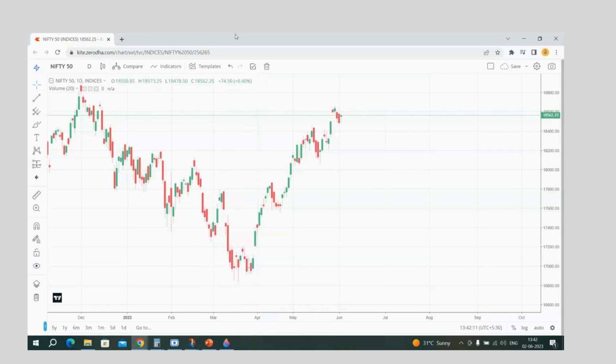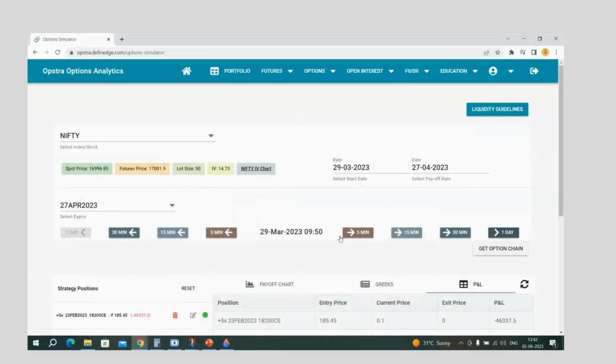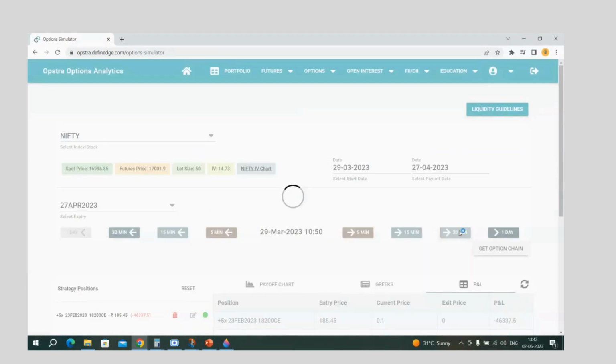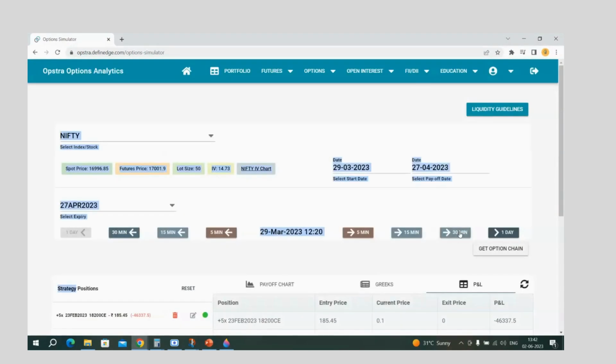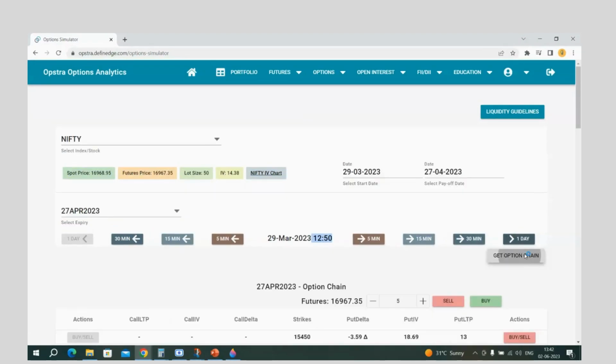So middle of the day you can create on 29th. Based on that, if I start middle of the day somewhere at 12:50 or 2:30, any time, this time I'll select roughly 1 o'clock or 2 o'clock or 12:50, any time is okay. So in the prior market, I'm going for monthly strategies. I'll go with the future price always.